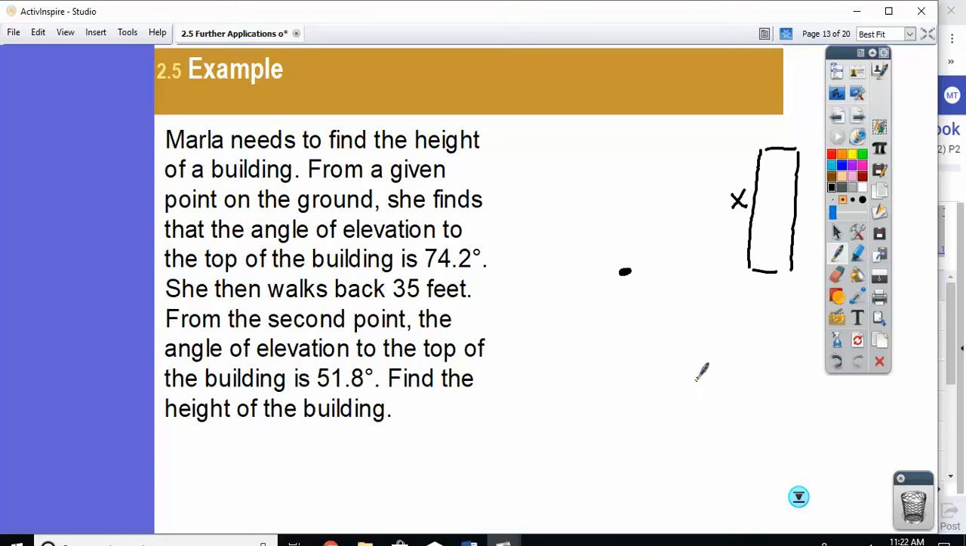When I say angle of elevation, what does that mean? Elevation and depression start from a horizontal, elevation would go up. So we're talking about this horizontal going up. When we do that, this angle is 74.2 degrees.